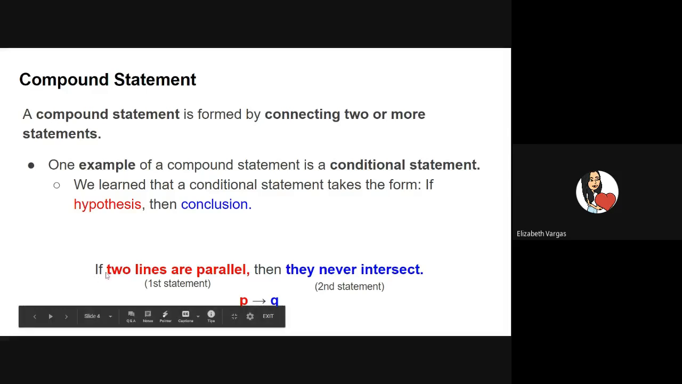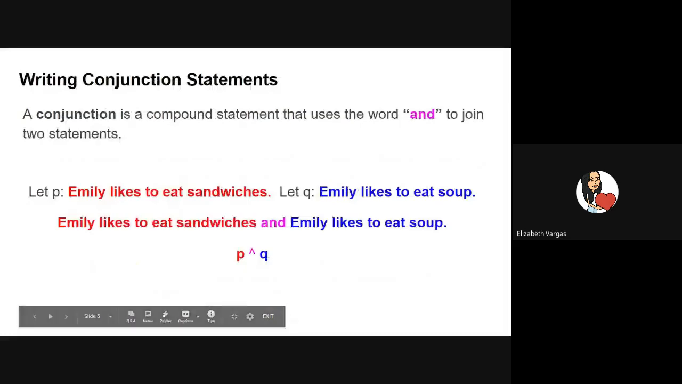For example, if two lines are parallel, being my first statement, then they never intersect, being my second statement. As you can see, I connect two statements together using if and then. That's what a conditional is, and we looked at that. Now we're going to look at some other types of compound statements.